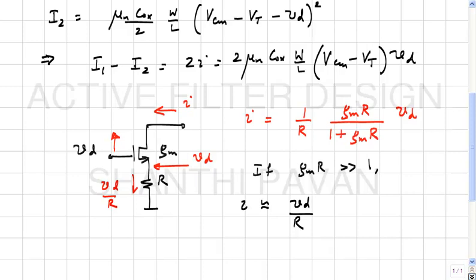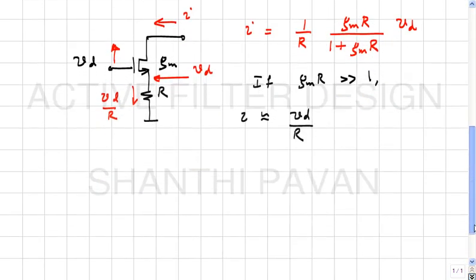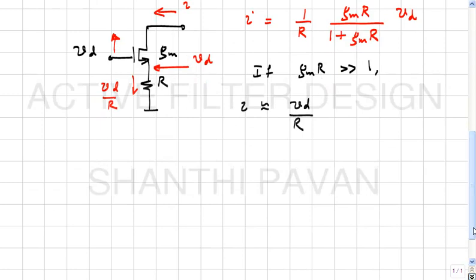Please note that this only works when GMR is much larger than 1. All right. So, this is the half circuit for differential mode signals. Now, you want to have the real complete circuit whose half circuit differential mode equivalent looks like this. So, what all do you think you can do?